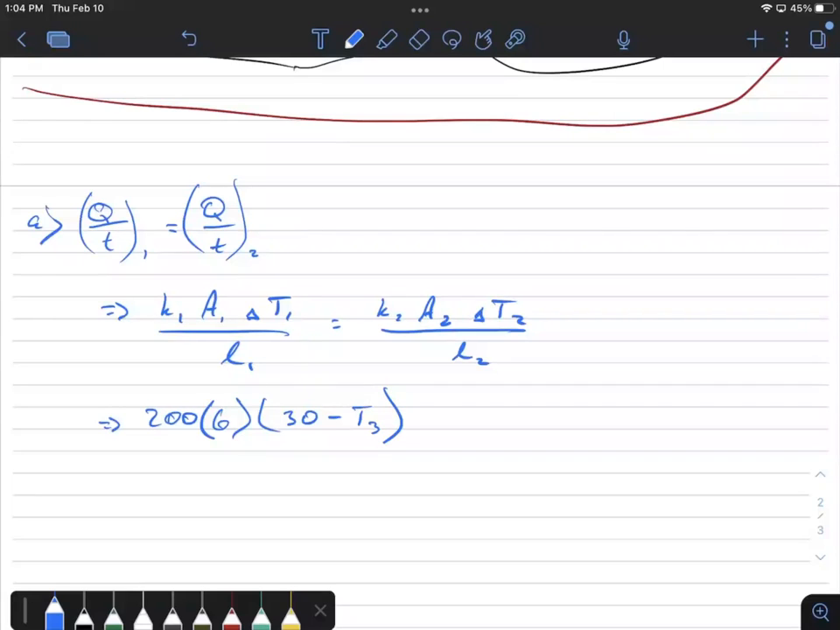Now I could have just as easily done the right temperature minus the left temperature, which would be T3 minus 30. That's perfectly fine too. Either way, whatever you chose for the order here, you have to remember that order because you have to do the same one for the right side equation. So here I did the left side of my layer minus the right side of the layer. When I get to layer 2, I have to do it the same way, left minus right again over there.